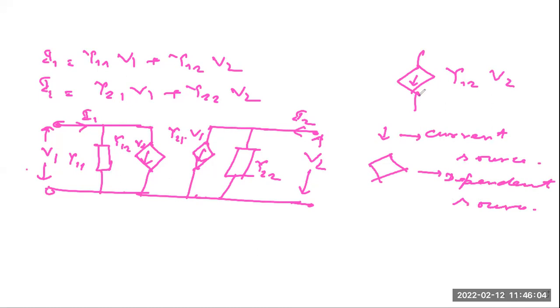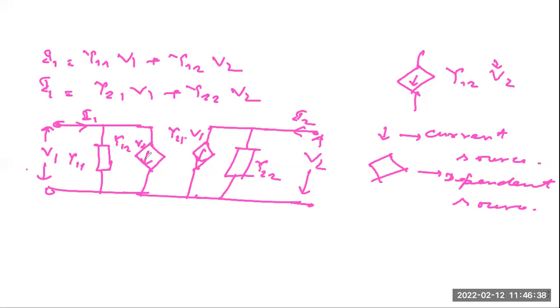Now here you see this dependent source. This is a voltage dependent current source. Why? Here you see the magnitude of this current source, it is dependent on this particular voltage V2. So why is this a voltage dependent current source? Because the magnitude of this particular current source is dependent on V2.